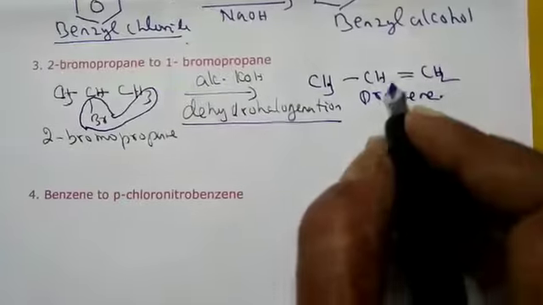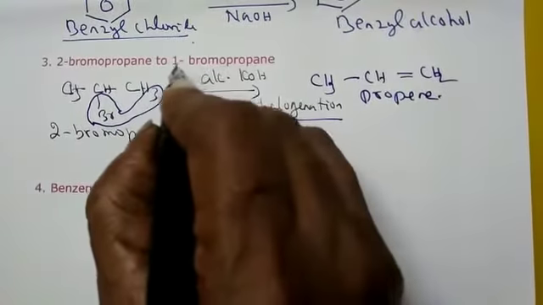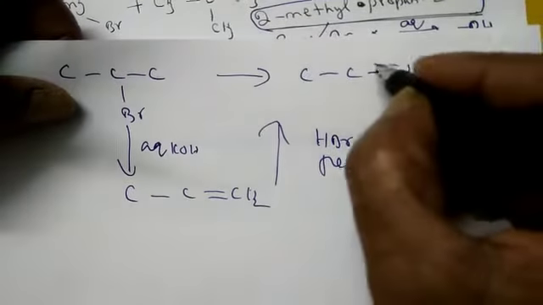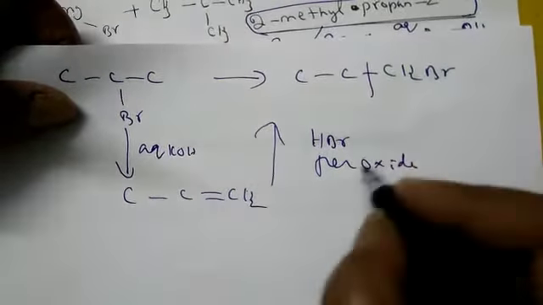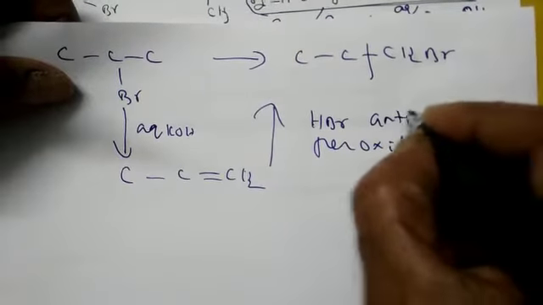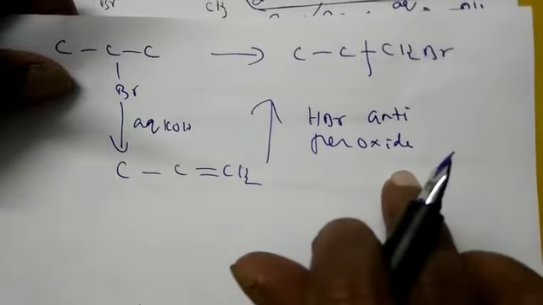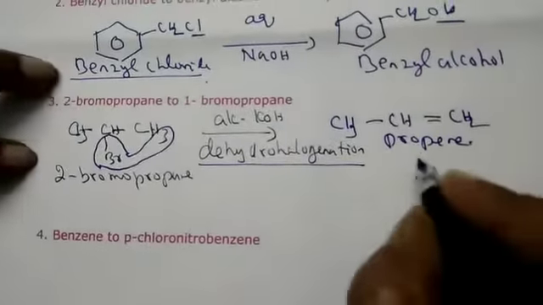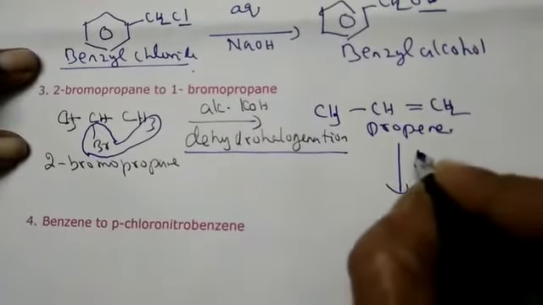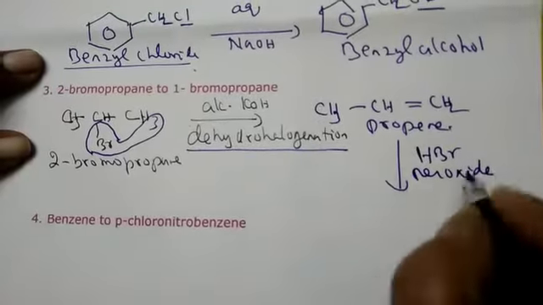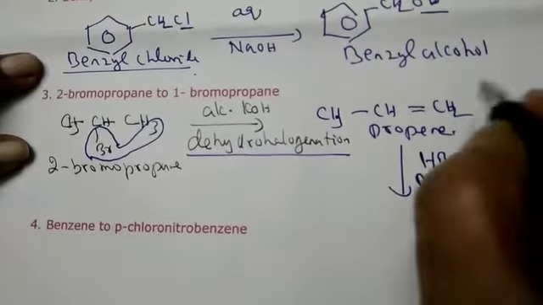Next, what we want is to reach 1-bromopropane. You can see, children, 1-bromopropane. That means it should follow the anti-Markovnikov principle. Anti-Markovnikov principle means we have to go for the peroxide effect. So now I am going to do it with HBr in presence of peroxide.